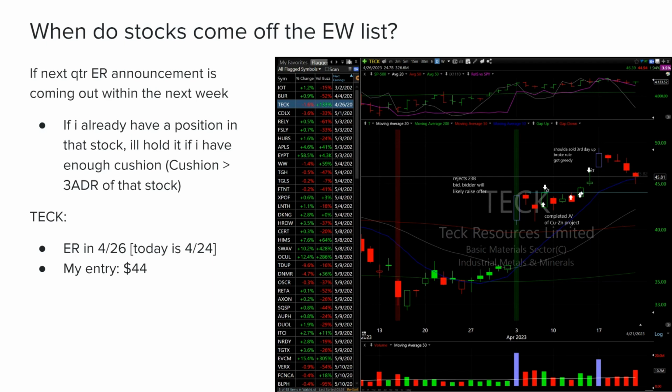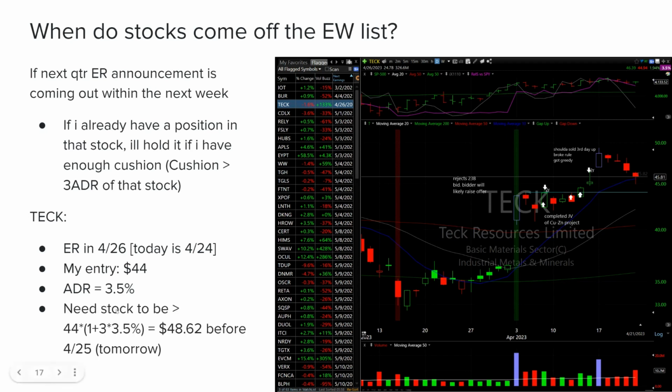So my entry was at $44. You can see my buy arrows over here. The ADR of this stock is 3.5, and I always have this number on my charts. So I need the stock to be at $44 plus 3 times 3.5, which is 48.62, before tomorrow. So somewhere around here. And if it's not around 48.62, then I don't have enough cushion and I don't have enough comfort in holding this through the earnings. And I would have exited the stock completely and removed it from the earnings winners list.